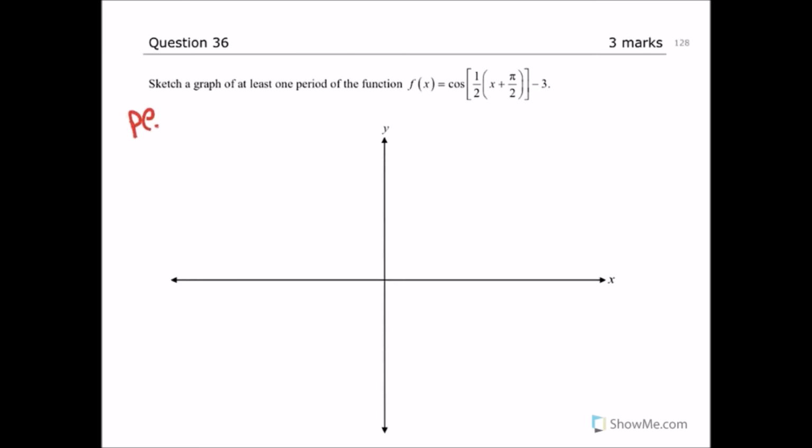So period equals 2 pi over b, and b or k, whatever you want to say, is 1/2. So the period is going to be 4 pi. So right there I would try and go from 0 to 4 pi maybe, although we're shifted pi by 2 to the left. Instead of going 0 to 4 pi, we're now going negative pi by 2 to 7 pi by 2. So that will be one full period, which is kind of nice.